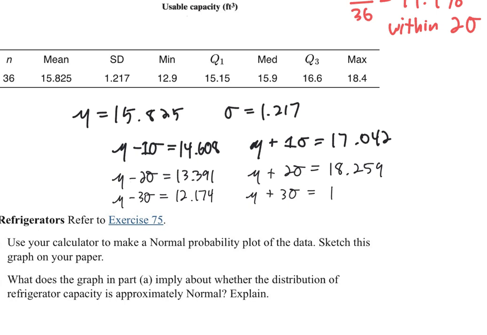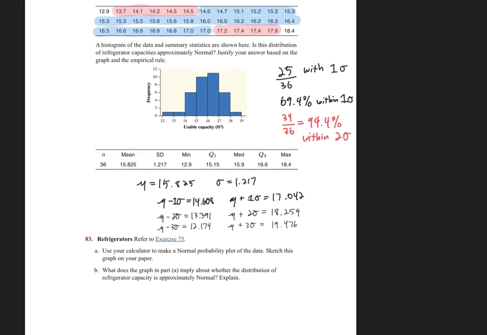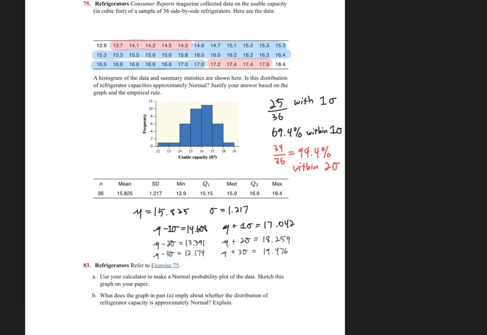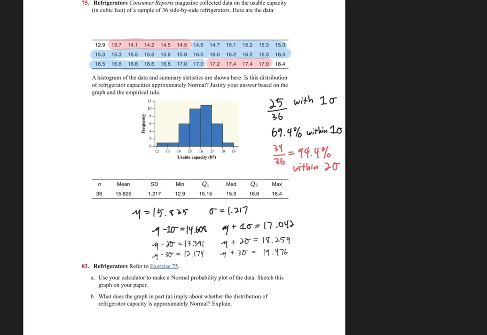Okay, so that's 19.476. And we can see 100% of the data is in between that, because now that gets those last two values. Yeah, so now all those values. Okay, so 100% are within 3 standard deviations.